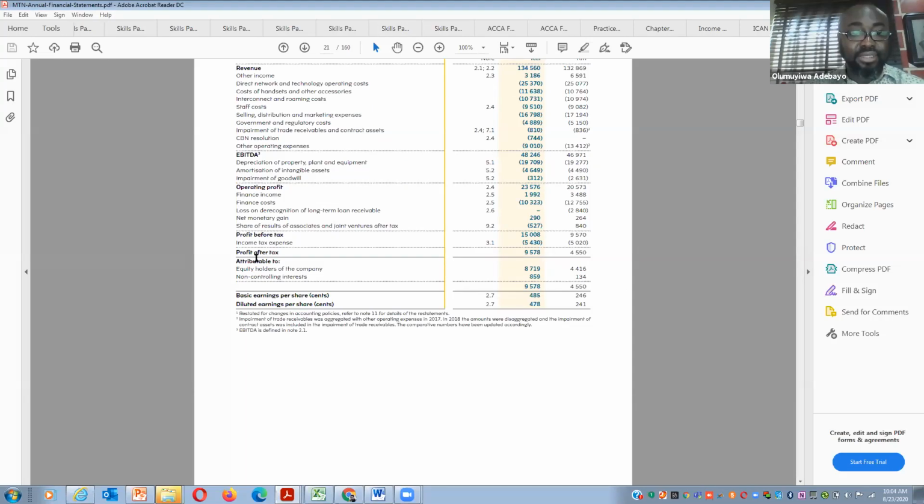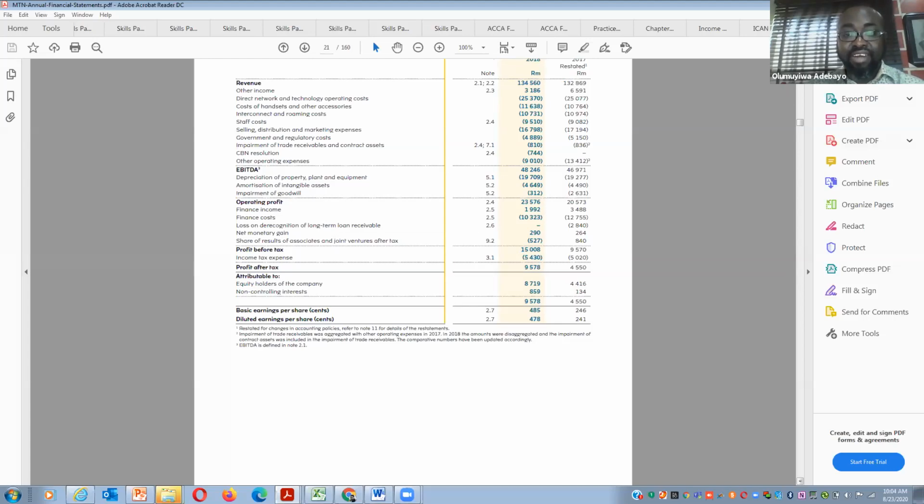You find out that the portion of income tax recognized in profit or loss was this amount, 5430. Is it not? Okay. Now that is in the income statement.